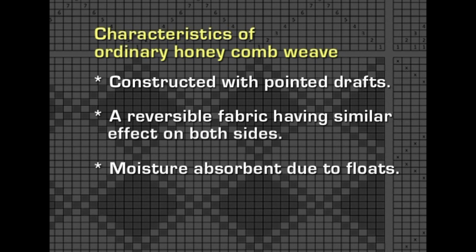And also these floats make the fabric moisture absorbent, and so this will be used mostly for producing towels and other materials, because it is a rough interesting surface, and those extra yarns present on the top making these combs definitely aid in taking up more moisture. And so this is generally found in some of the bed sheets and some of the bathrobes and also the towels and other materials.